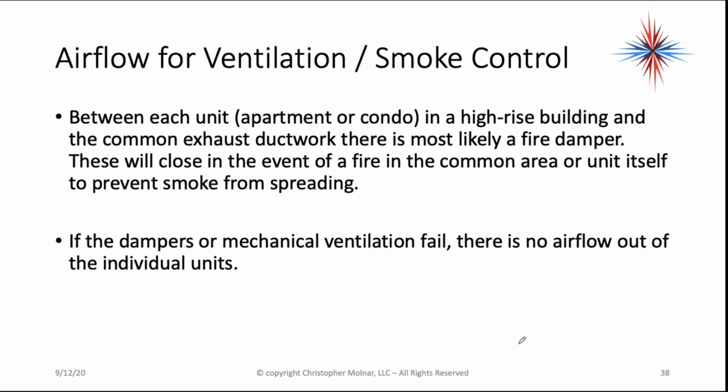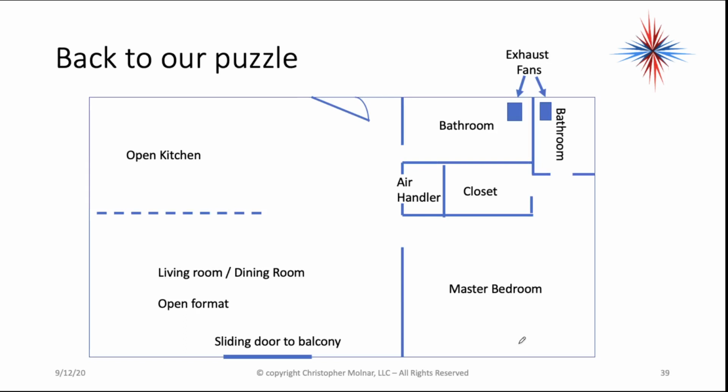Between each unit, either apartment or condo in a high-rise building, and the common exhaust ductwork, there's most likely a fire damper. These fire dampers close in the event of a fire in the common area or the unit itself. The whole idea is to prevent smoke from spreading. If the dampers or mechanical ventilation fails, there will be no airflow out of the individual units because the dampers will always fail into the closed position.